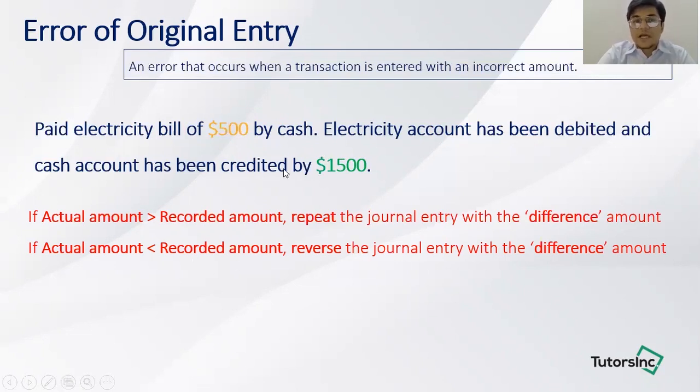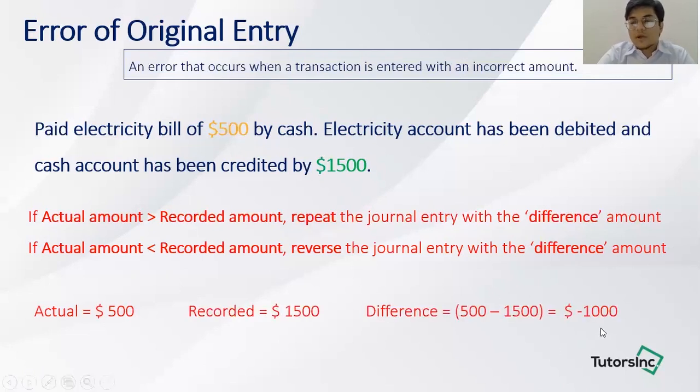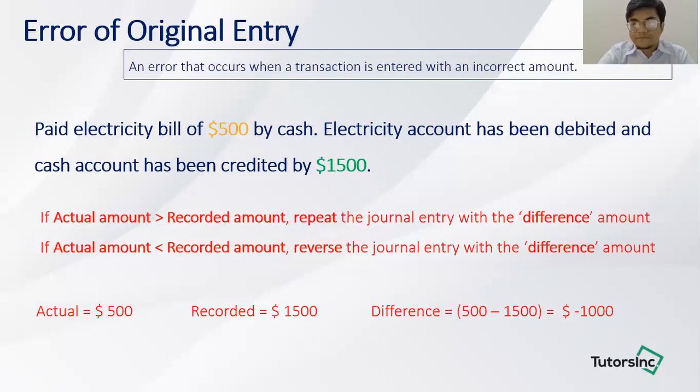So the actual amount is $500 for this transaction, and $1,500 is the amount that we have recorded. So the difference that we get is $1,000 negative. This negative sign gives you an indication that you need to reverse the original journal entry. Now, why do we need to reverse?